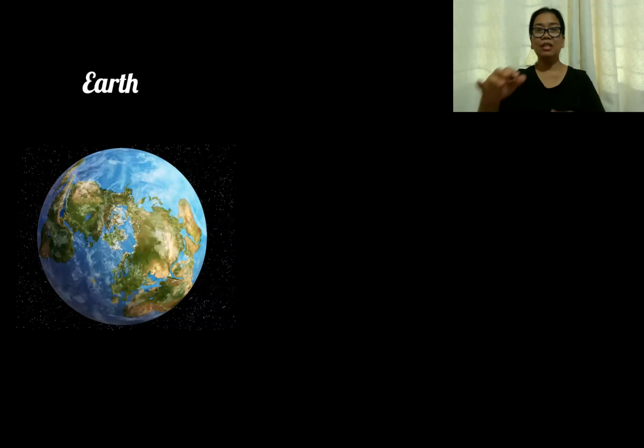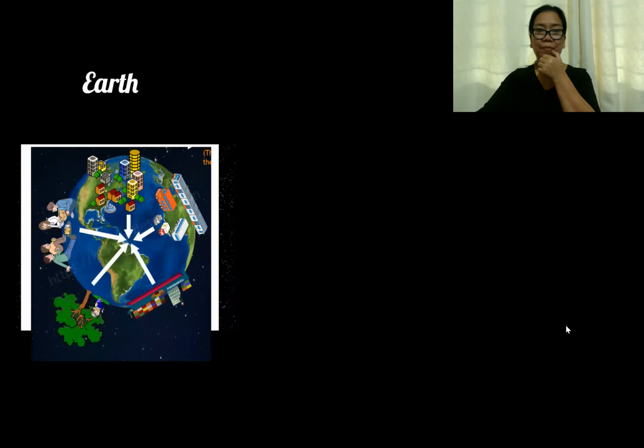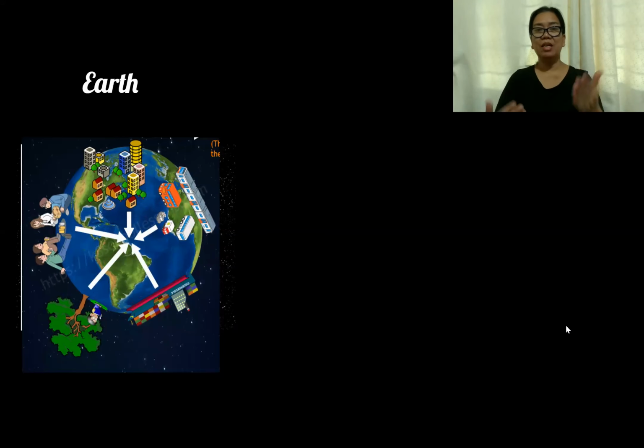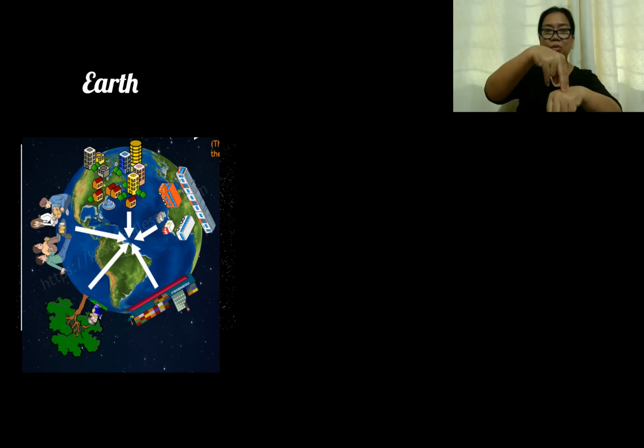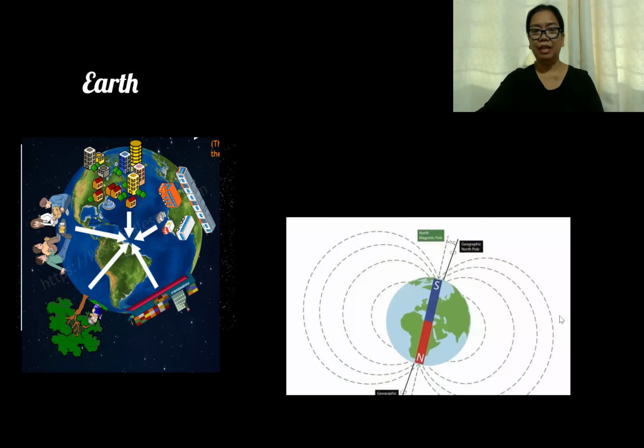Earth. Yes, that's our Earth. What do you see? All the people are standing on, or attracted to, the earth. Everything, the buildings, the houses, everything is bound to the earth.